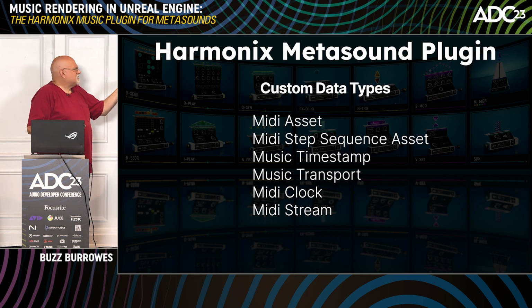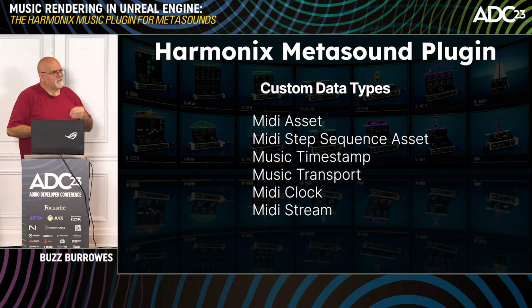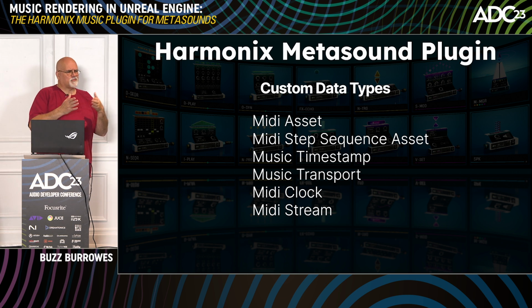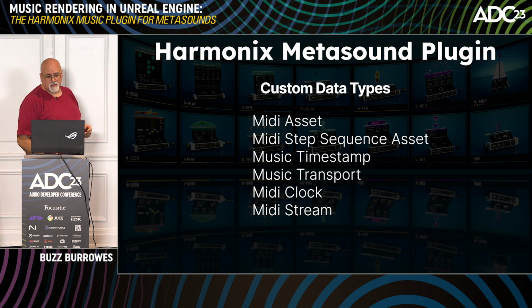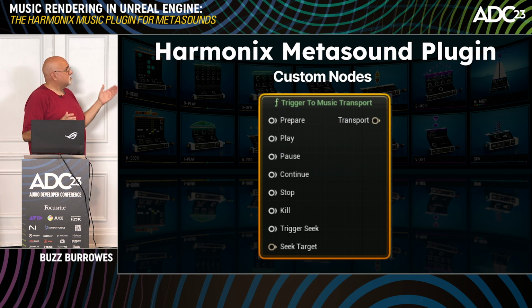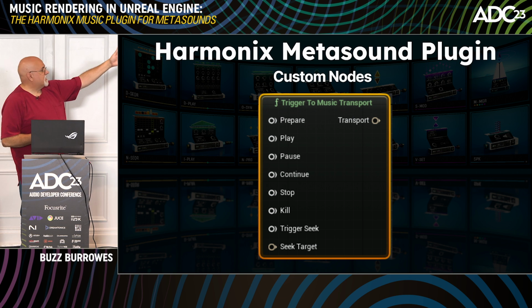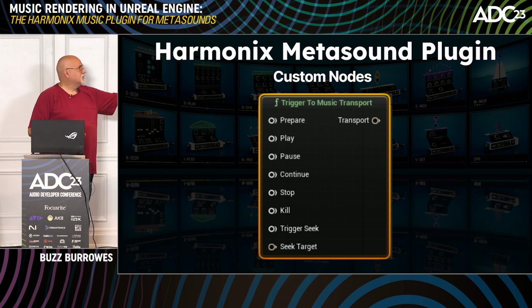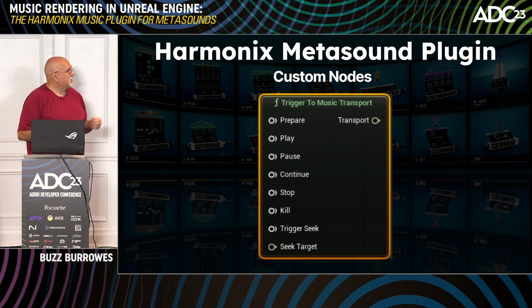We need music timestamps, like bar and beat. There's no bar and beat to pass around on pins. We could pass a separate bar and beat on two separate pins, but that just doesn't seem to make any sense. We want a music transport. We want a MIDI clock, and we want a MIDI stream. And once you have those data types, you can do things like this. You can create a MetaSound node that says, hey, take a bunch of standard trigger inputs. Remember, trigger is part of the standard set of things that we can bring in, and make a transport. What's the point of this?